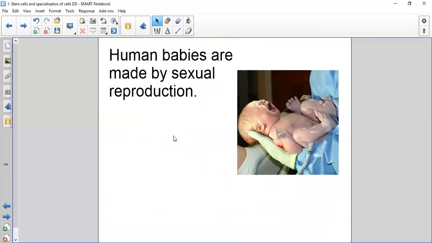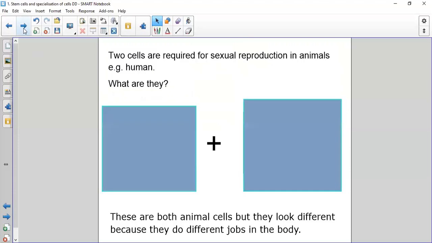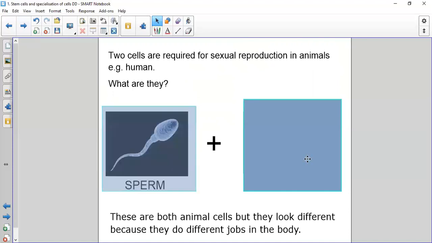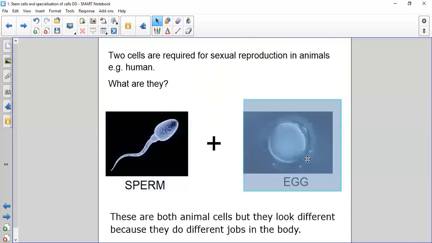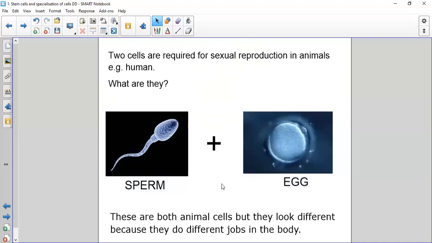Right, so we know that human babies are made by sexual reproduction. You did a little bit about that in S2, so you'll be experts. You should know that 2 different types of cells are required for sexual reproduction in animals. We're going to think about humans. What are they? I know you know. You can shout at the screen just now. We need a sperm cell and we need an egg cell. Okay. Now, these are both animal cells. They just look different because they do different jobs.